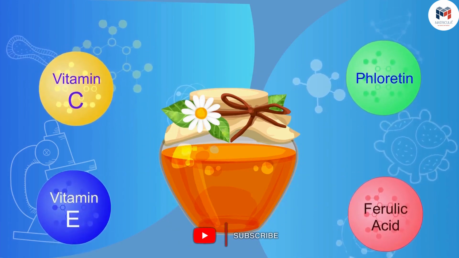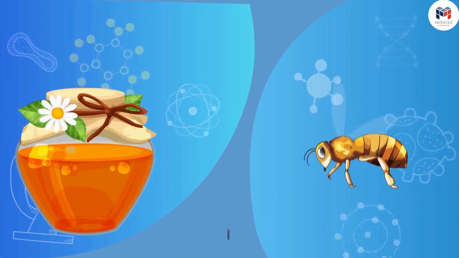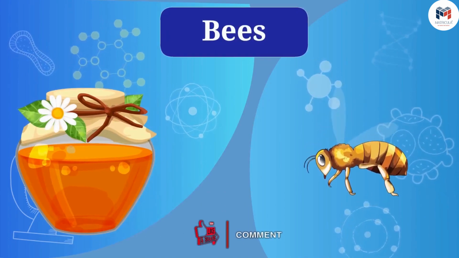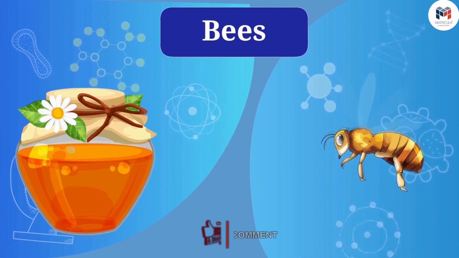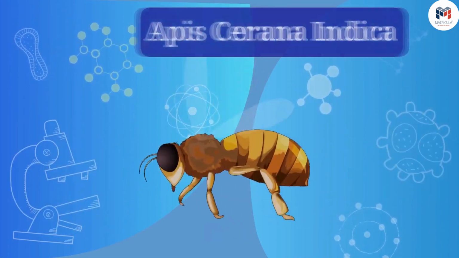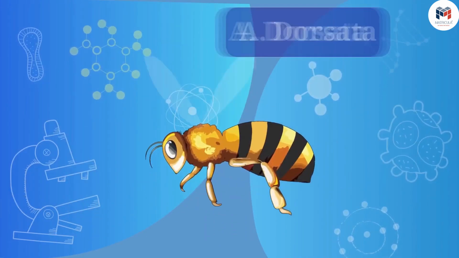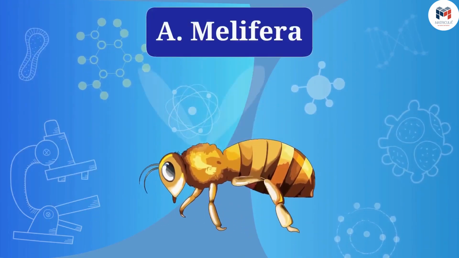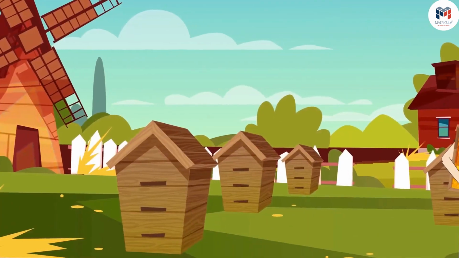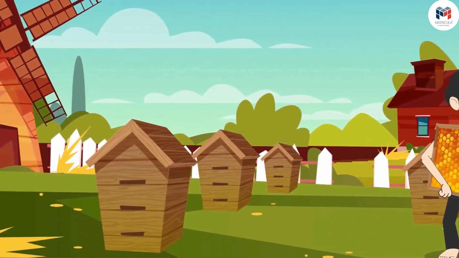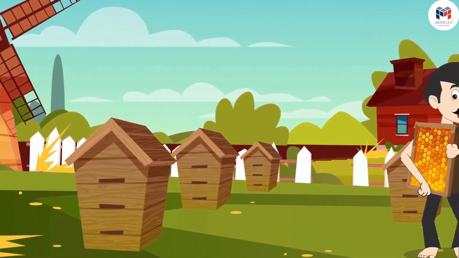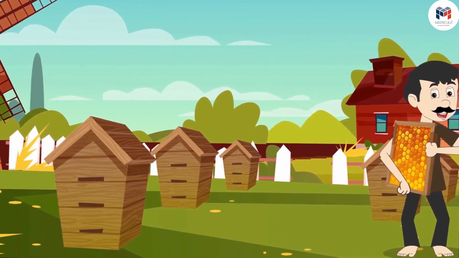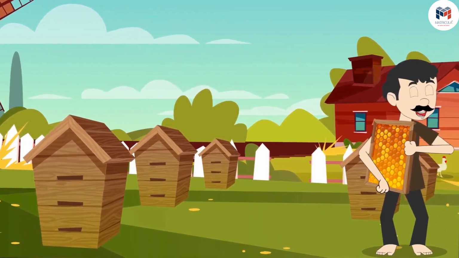In order to increase the production of honey, like other animals, bees are also taken care of. Different types of bees are used in this, such as Apis cerana indica, Apis dorsata, Apis flora, and Apis mellifera. So friends, since beekeeping requires less investment, farmers also consider it as an additional source of earning.